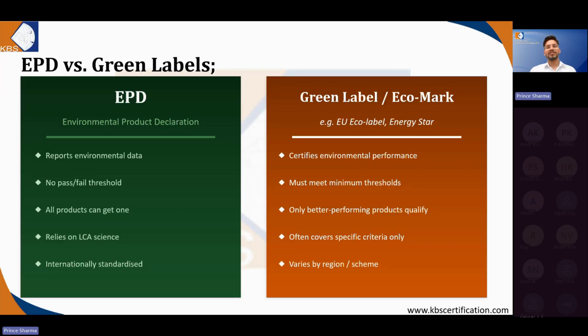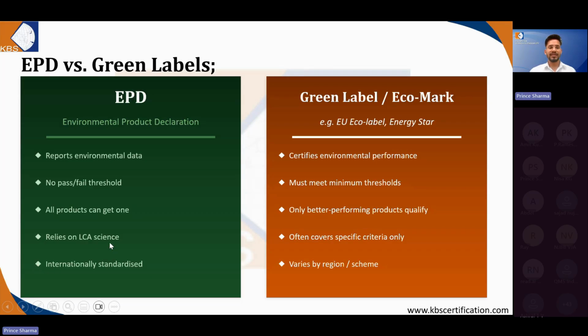Only better performing products qualify for the green labels, right? So if you have very particular categories, then you must be performing better in those. You have to take the life cycle assessment and give the energy consumption data, and based on that data it is decided whether you can publish your data or certify your product. It relies on the LCA.